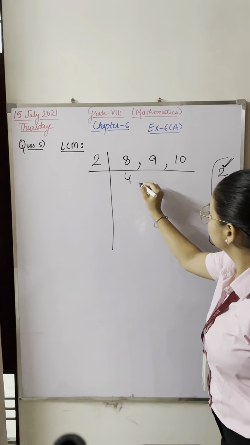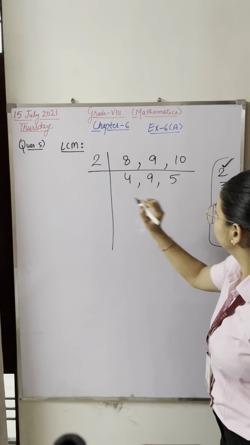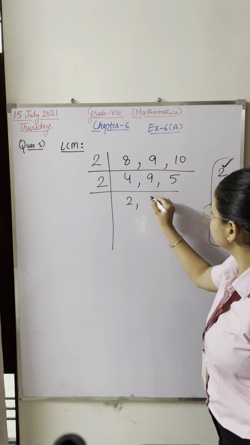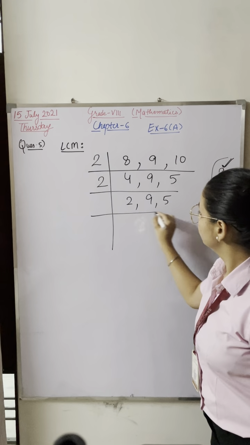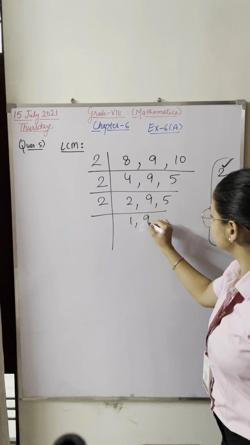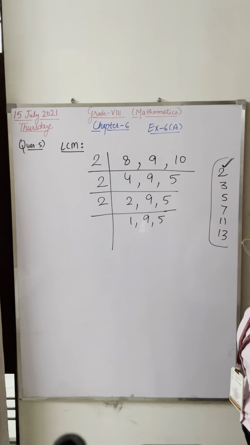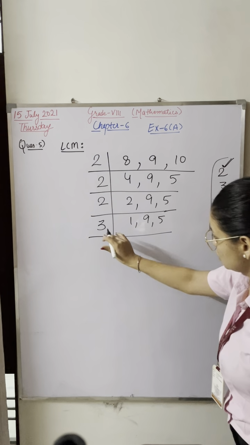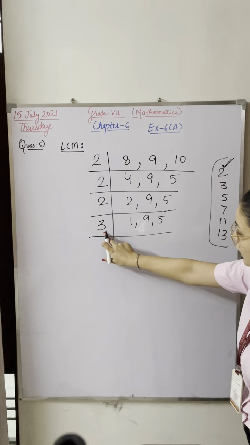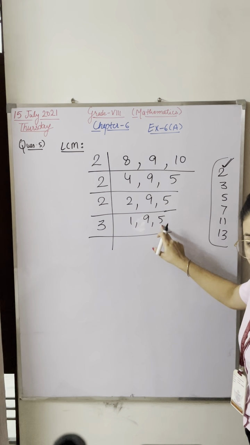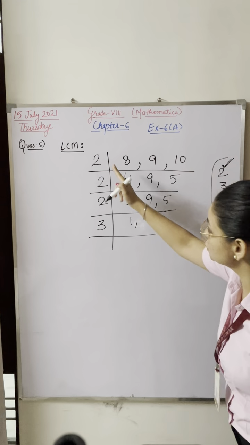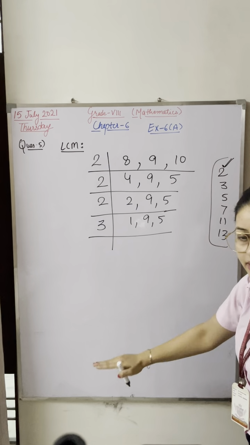2 fours are 8, 9 as it is, 2 fives are 10. Again, 2 twos are 4, 9 as it is, 5 as it is. 2 ones are 2, 9 as it is, 5 as it is. Now it will go on 3. Some students ask what they are doing. They start with 5 first. The answer will be the same, but the method will be wrong. Always start with the smallest, then bigger, and then bigger.